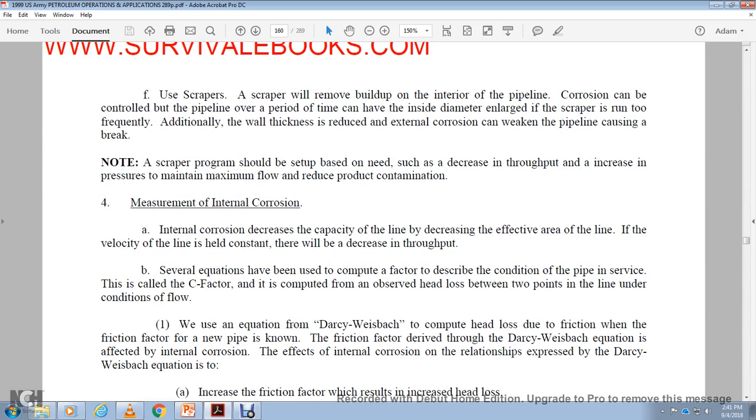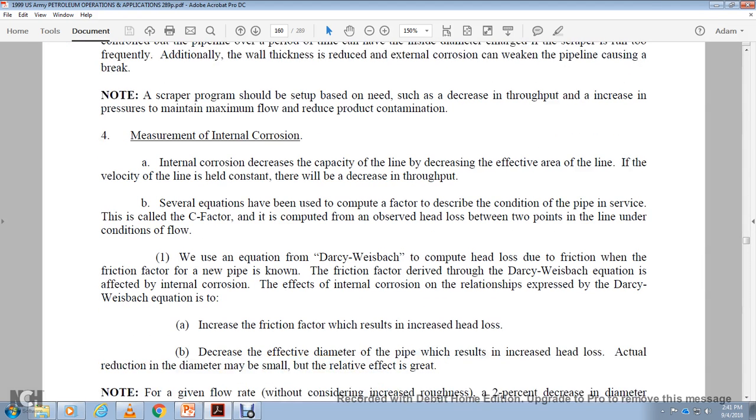Alright, measurement of internal corrosion. Internal corrosion decreases the capacity of the line by affecting the area of the line. With velocity held constant, this will decrease throughput. Several equations describe the condition of the pipe and help compute the C factor, observed from the head loss between two points on the line, as follows.